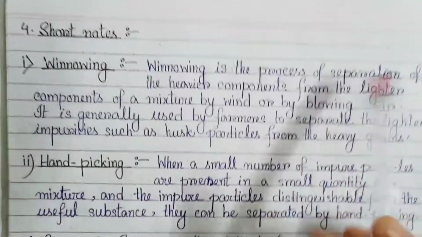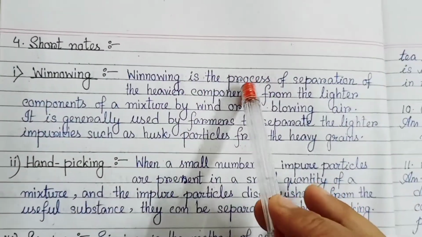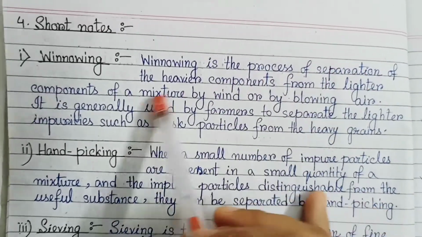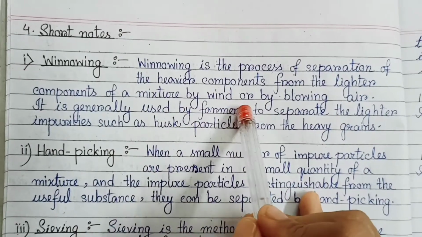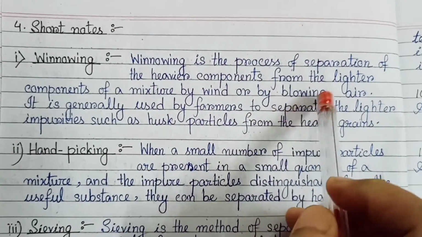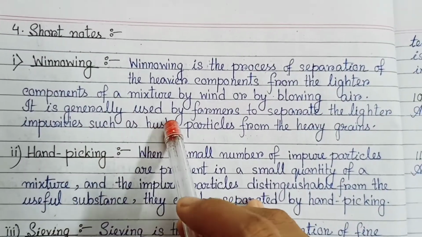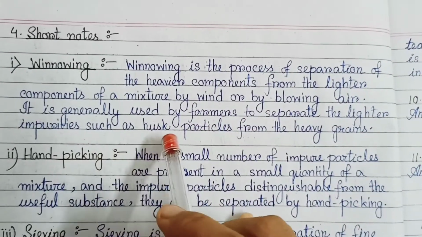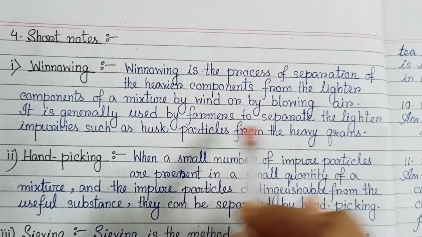Next, I have given some short notes. Winnowing is the process of separation of the heavier components from the lighter components of a mixture by wind or by blowing air. It is generally used by farmers to separate the light impurities such as husk particles from the heavy grains.